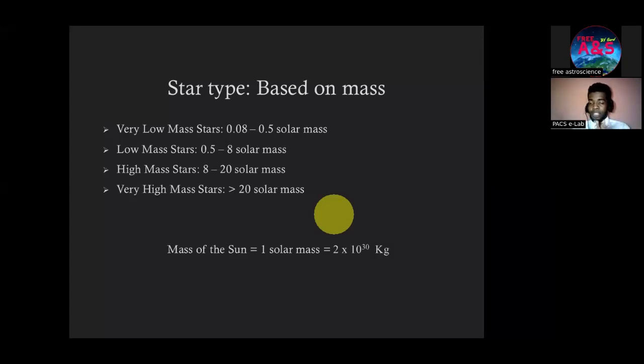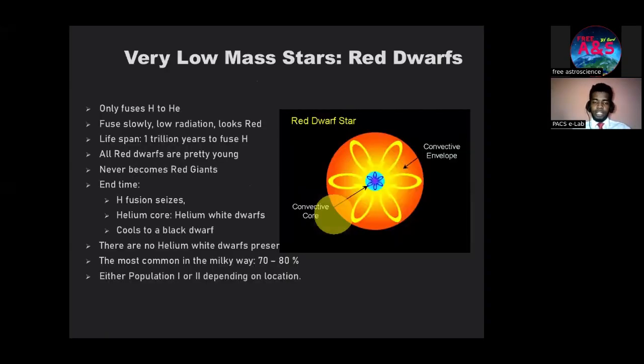Okay, the mass of the sun is a standard for measuring masses in the universe. So the mass of the sun is called 1 solar mass, and it is about 2 times 10 raised to the power 30 kilograms. So I'm going to explain each of these masses as we go.